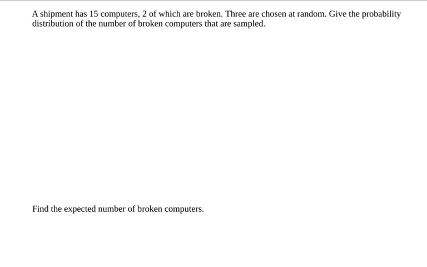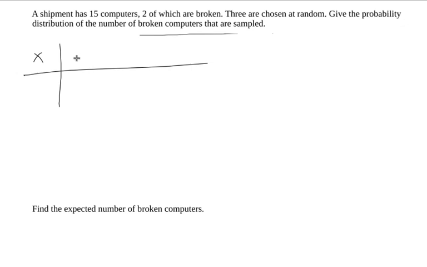In order to set up this probability distribution, I need to decide on a random variable, and x, in this case, if I'm counting something, it would make sense to count the number of computers that are broken. Especially since we give the probability distribution of the number of computers that are broken. So that are sampled, that are broken. So x is going to be the number of broken computers sampled.